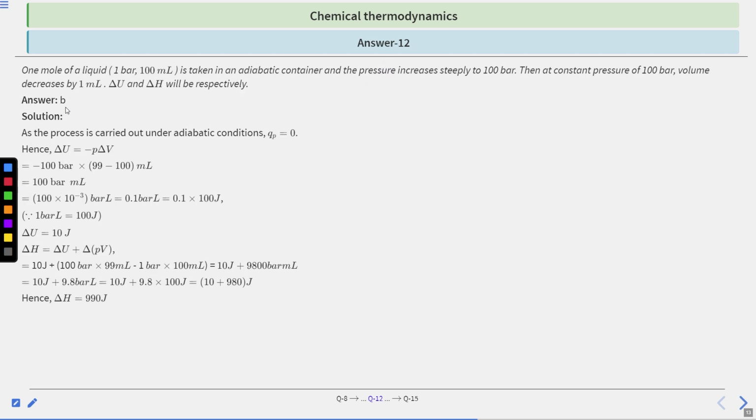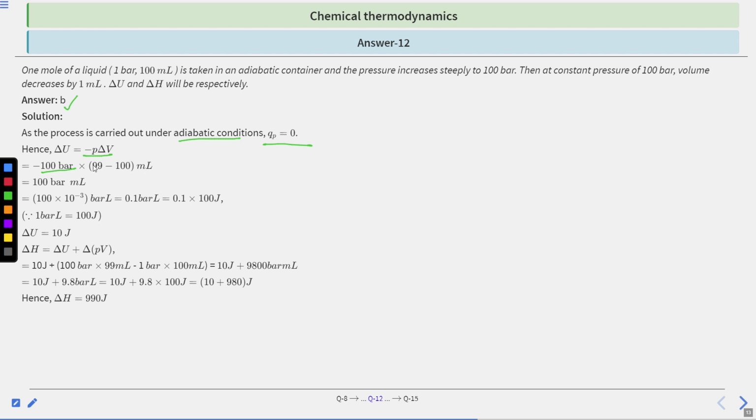So the correct option will be option B. And we know that as the process is carried out under adiabatic conditions, Q will become 0 and del U will be equal to W, that is minus P del V. So initially we have P constant at 100 bar and del V is 99 minus 100, because the volume is changing by 1 ml, right? So 100 ml will become 99 ml. So final volume 99 minus initial volume 100.